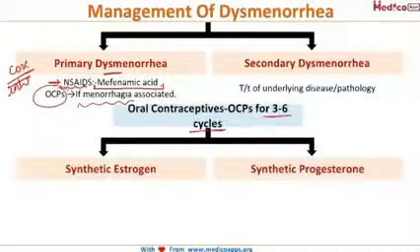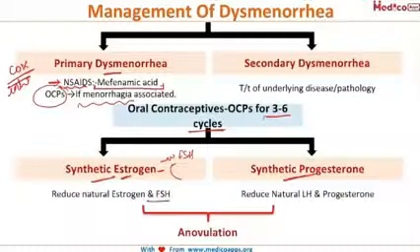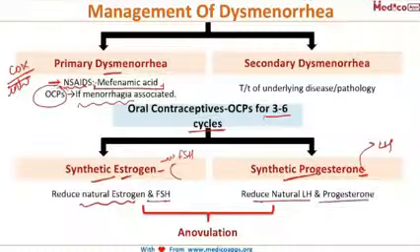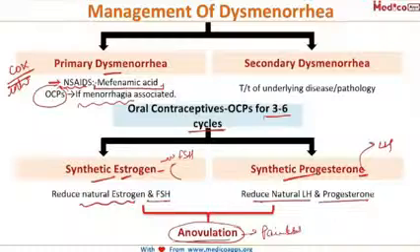We know that the OCP contains synthetic estrogen and synthetic progesterone, and the estrogen has a negative feedback action on FSH. Thereby, if you give synthetic estrogen, it will lead to a decrease in the levels of FSH and the natural estrogen. The progesterone component has a negative feedback action on the LH, thereby the level of LH will reduce and the progesterone levels decrease, and subsequently it will lead to anovulation. And I have already told you that anovulatory cycles are painless cycles. So they will relieve the primary dysmenorrhea as well as menorrhagia.